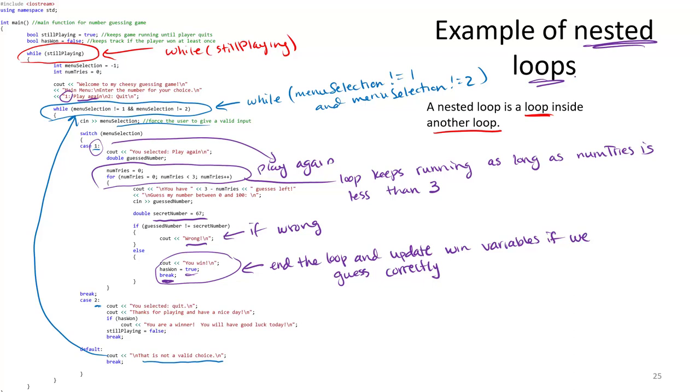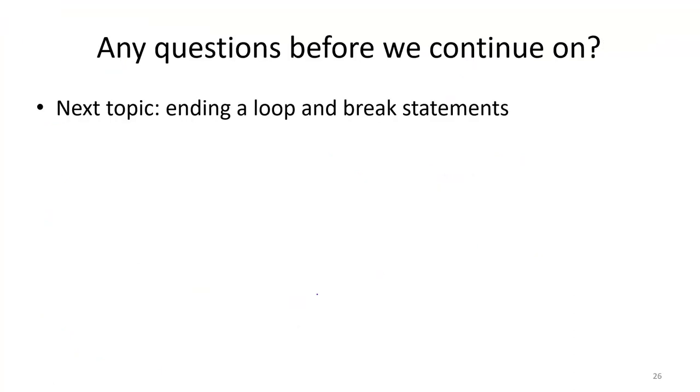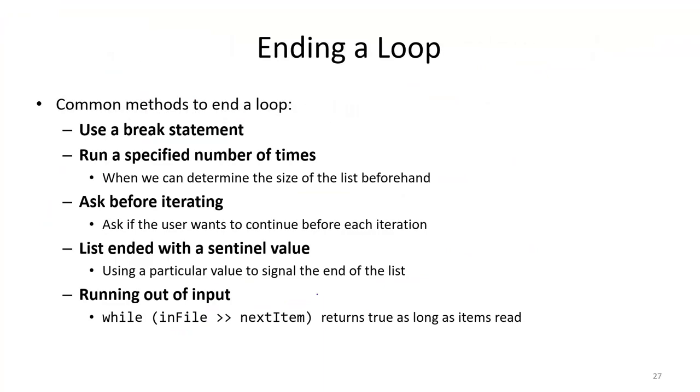So let's talk a little bit more about how do we control these loops? And how does this break statement work? So let's see how we can better control loops if we're trying to write more complex programs. So first, let's talk about ending a loop. Here are some common methods to end a loop.